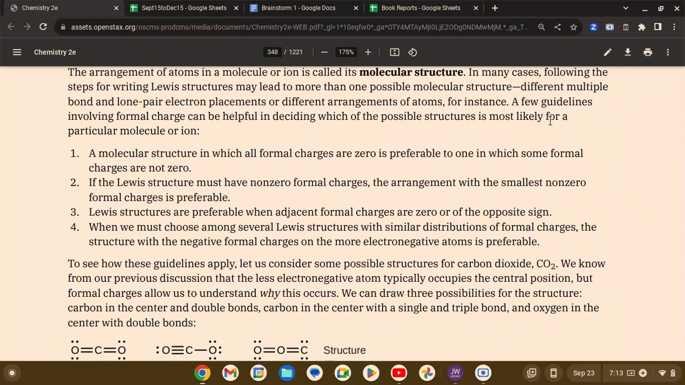1. A molecular structure in which all formal charges are zero is preferable to one in which some formal charges are not zero. 2. If the Lewis structure must have non-zero formal charges, the arrangement with the smallest non-zero formal charges is preferable. Lewis structures are preferable when adjacent formal charges are zero or of the opposite sign. When we must choose among several Lewis structures with similar distributions of formal charges, the structure with the negative formal charges on the more electronegative atoms is preferable.